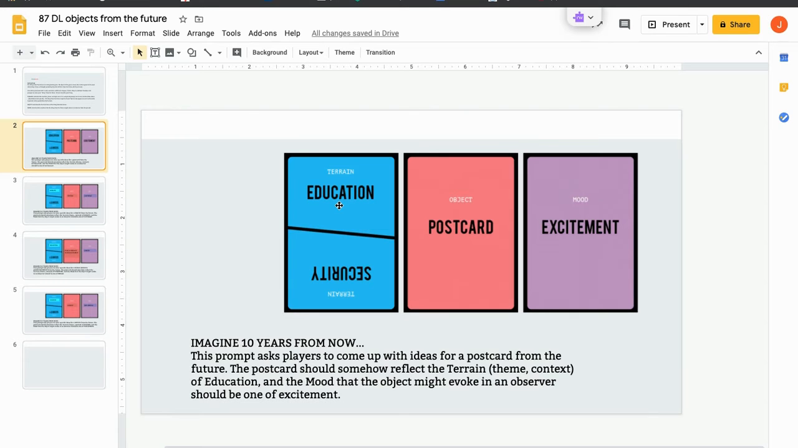So imagine it's 10 years from now. Where are we? We're talking about education. What's the object? It's a postcard. And what mood is it trying to evoke? Excitement. What might that look like 10 years from now? Another option.